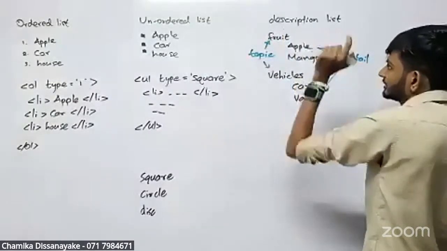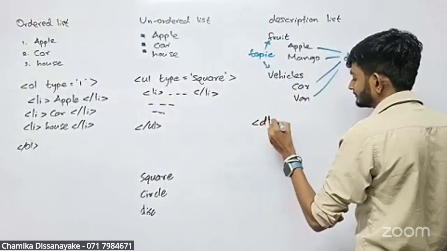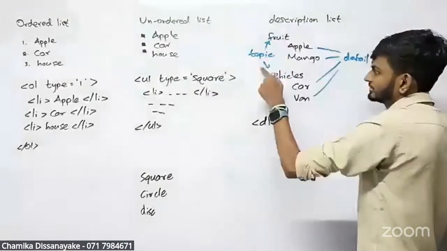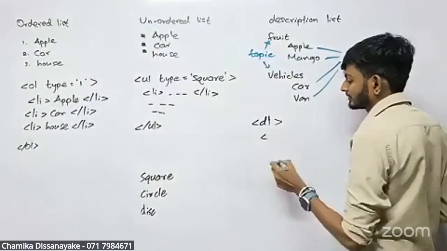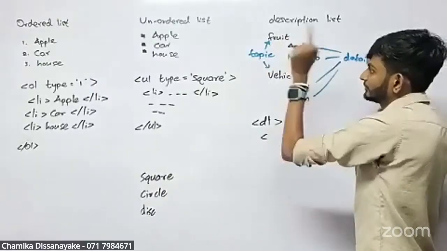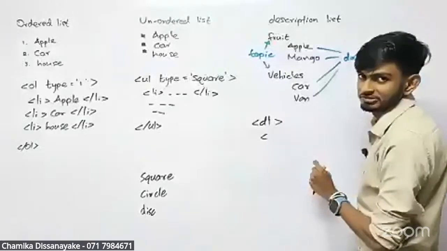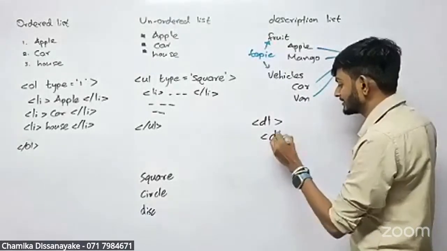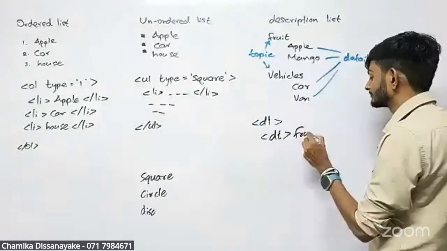This is a description list, which means we're going to start by DL. Description list. First of all, we have to start the topic. The first one is the topic, but this is not a normal topic. This is a description topic, a topic in a description list. So we call that one description topic, which means DT. Description topic. Okay, we have fruit.